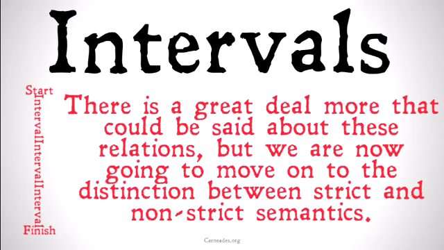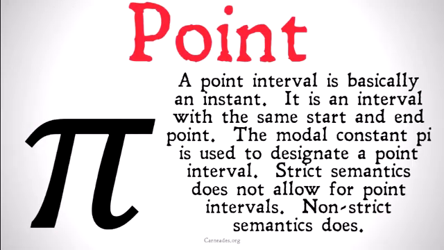Hopefully, that's clear. So, there's a great deal more that could be said about these relations, and we could define different timelines based on how we construe the axioms for them, as we did with precedence in instant-based temporal logic. But we're now going to move on to the distinction between strict and non-strict semantics. So, to understand this, we first have to understand what is meant by a point interval. A point interval is basically an instant. This is one of the reasons that interval logic is kind of more complicated than instant-based logic, because interval logic, at least if you're using non-strict semantics, includes instant-based logic.